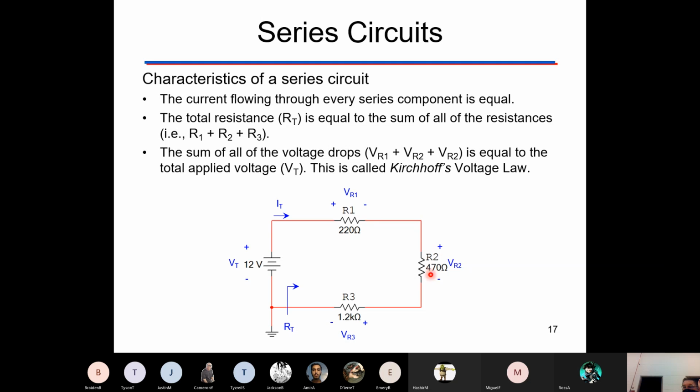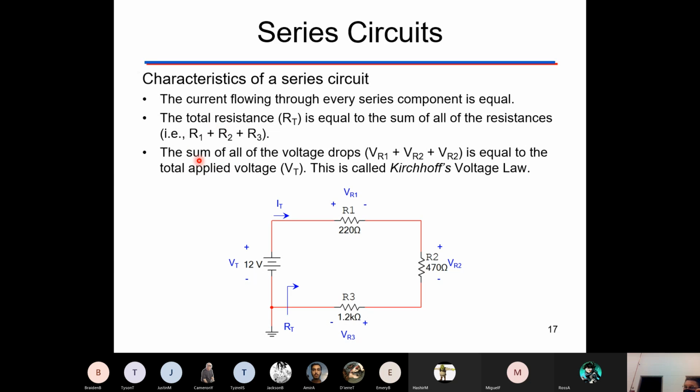So this one's 220, this one is 470, and this one's 1.2K. Don't forget that the K means times 10 to the third, so this is actually 1200. So that would make this 690, then 1890. So your total resistance value would be 1890 or 1.89K ohms. And that's how you would get your total resistance.